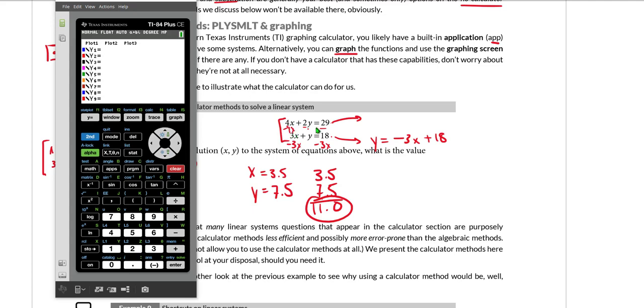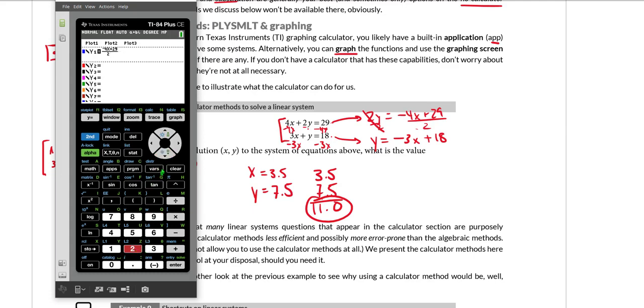I'll subtract the 4x, subtract the 4x. I get 2y equals negative 4x plus 29. Divide by 2, divide by 2. And I actually can just enter this. I'm not going to clean this up anymore, because what I can do is enter y1 equals, alpha f1, enter, negative 4x plus 29 all over 2.